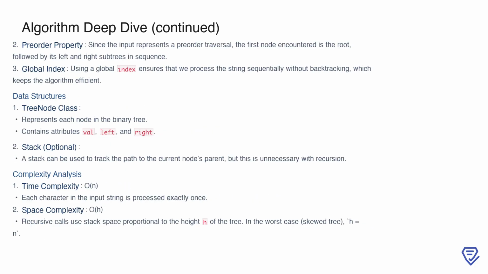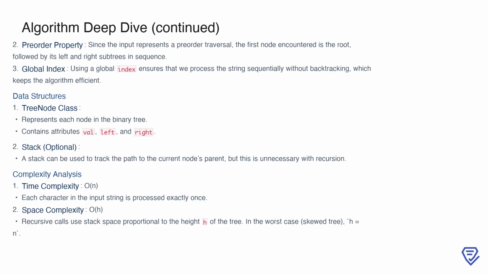A key insight that simplifies this algorithm is the way the input string encodes depth using dashes. This encoding allows us to naturally distinguish between parent and child nodes based on their depth. Additionally, since the input represents a preorder traversal, the root node is always encountered first, followed by its left and right subtrees in sequence. To process the string efficiently, we use a global index, which eliminates the need for backtracking and ensures a linear traversal of the input.